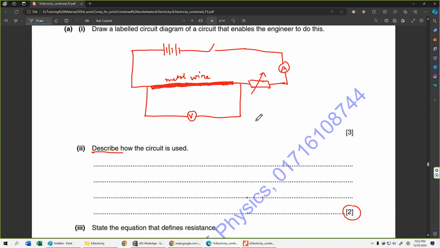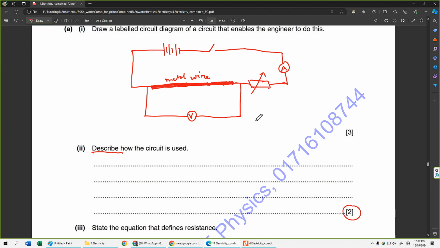The main aim to do this is to allow the wires and all the other relevant components to cool down enough so that we can always take the reading at one fixed temperature. This is one of the important precautions for any electrical circuit experiment. So in this case it says describe how the circuit is used. So I'll start again. Switch is closed, comma, ammeter and voltmeter readings are recorded, full stop.